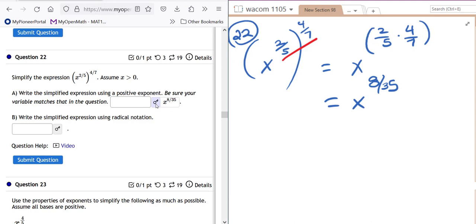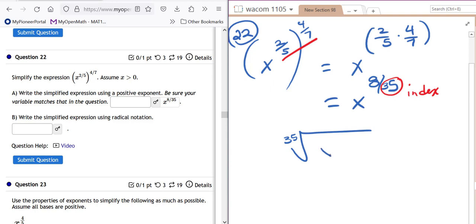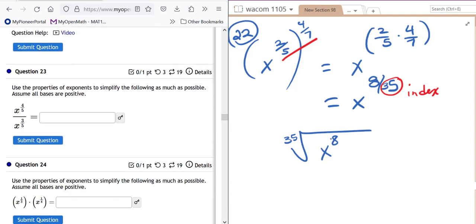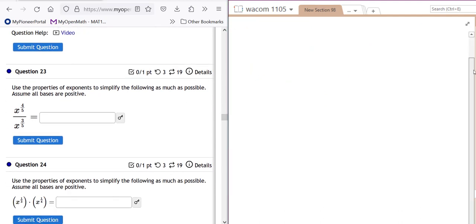And remember to switch it to a radical, the denominator is the index. So we're going to have a 35 here, we're going to have x here. And you have a choice. You can put the 8 inside or you can put it outside the whole thing. If it won't simplify there, I would put the 8 inside. I would always look first because it might simplify. So, there you go, radical form.